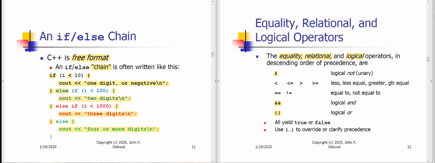Notice that the not has the very highest precedence of all of these operators. And notice also that the relational operators, less than or equal, greater than or greater or equal, have higher precedence than the equality and inequality tests. All of these operators produce a result of either true or false. And as you would assume, you can use parentheses if you want to override or clarify the precedence by which you want the expressions to be evaluated.